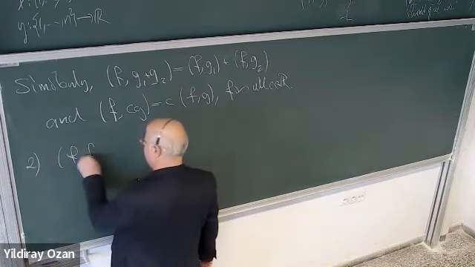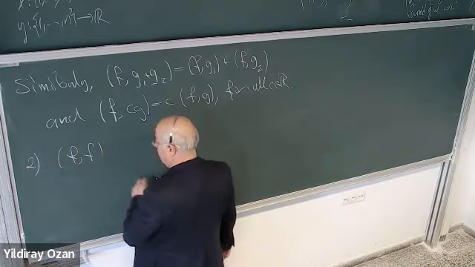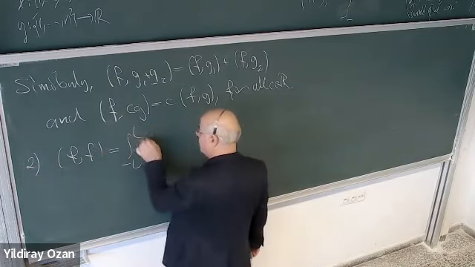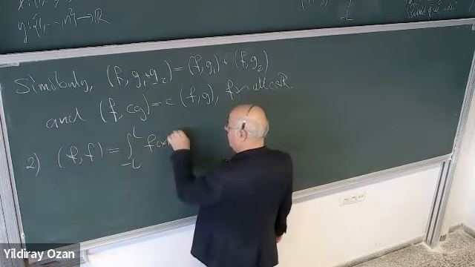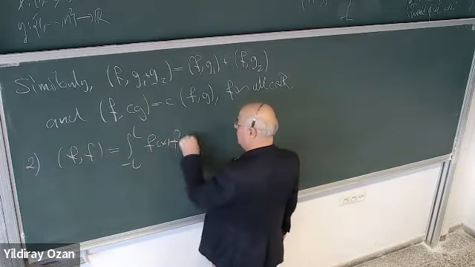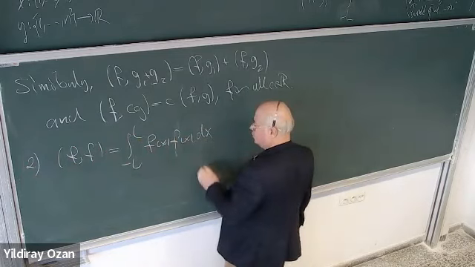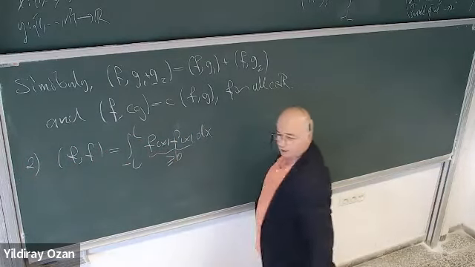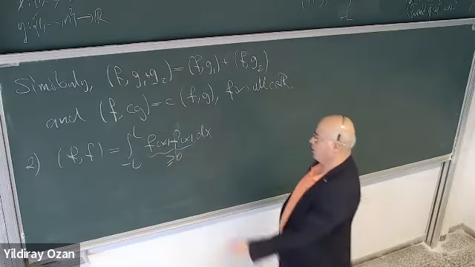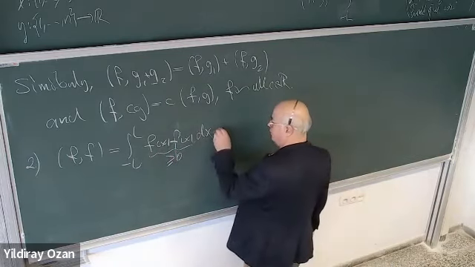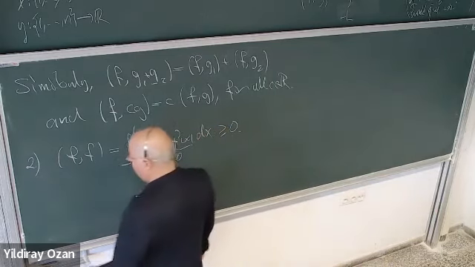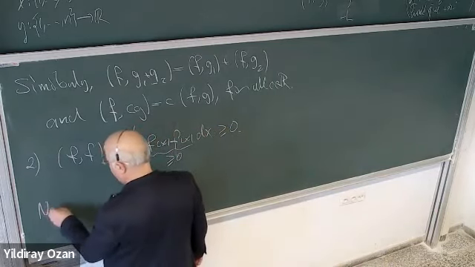(f, f) should be positive. Let's see. This is just the integral of f squared x, and this is a non-negative function. Therefore, this integral will be non-negative. And if it is zero, now assume it is zero.